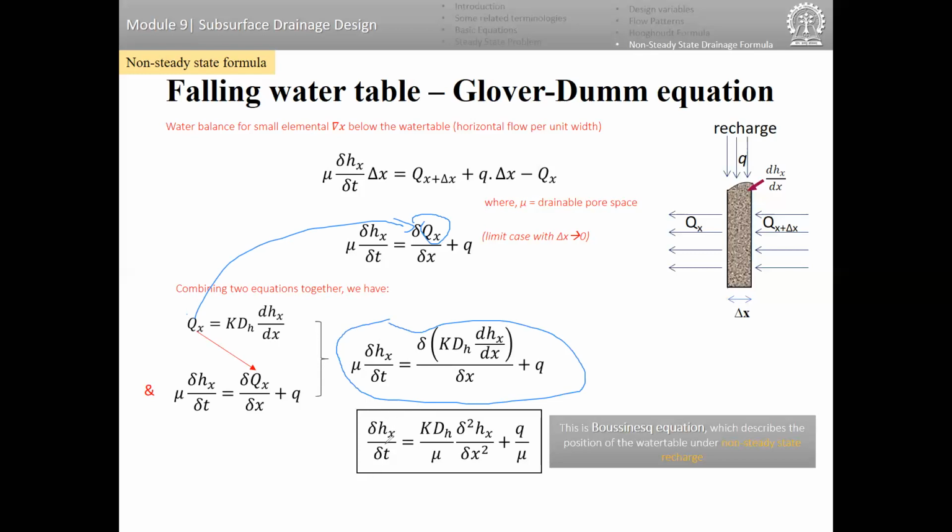So this shows the non-steady behavior: dHx by dt is equal to k dh by mu multiplied by del square Hx by del x square plus q by mu. This shows how the horizontal head is changing with respect to time. This is the Boussinesq equation, which describes the position of the water table under non-steady state recharge.